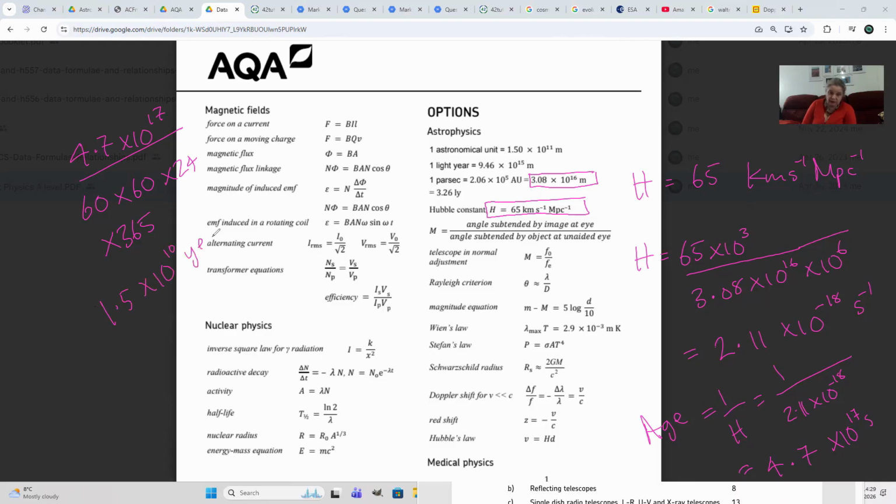This is years. Now remember that 10 to the 9 is a billion years, isn't it? So it's about 15 billion years. Now, nowadays we think that the age of the universe is about 13.8 billion years. So it's a little bit of an overestimate because our estimate of Hubble's constant has gone up a bit. So the age of the universe is a little bit less.